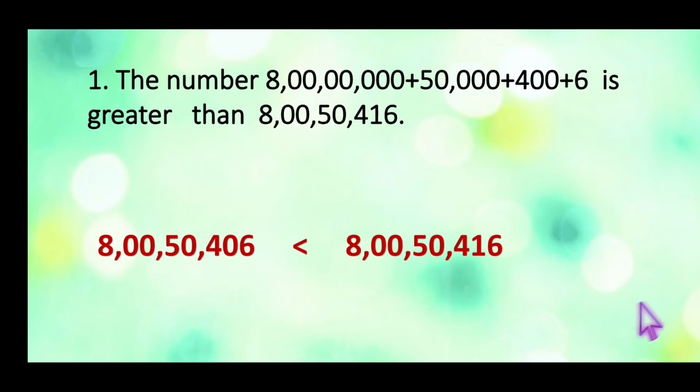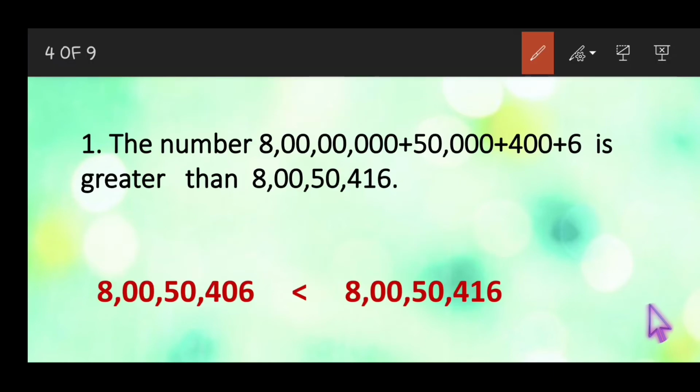But what the question asked is, the number 8 crore plus 50,000 plus 400 plus 6 is greater than 8 crore 50,000 416. But the question, what is given here, is false. Therefore, we can write the answer as false.